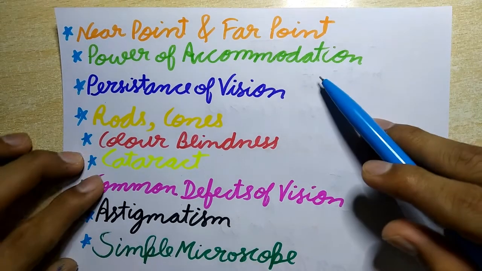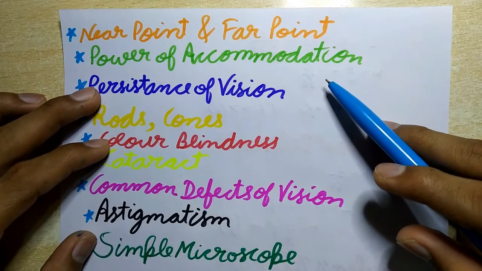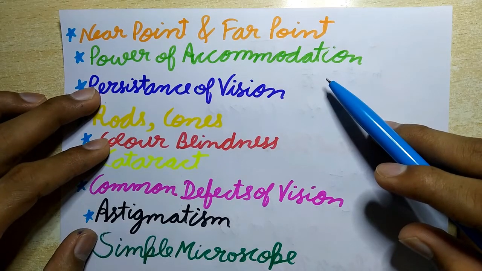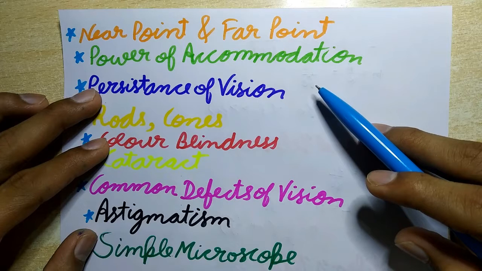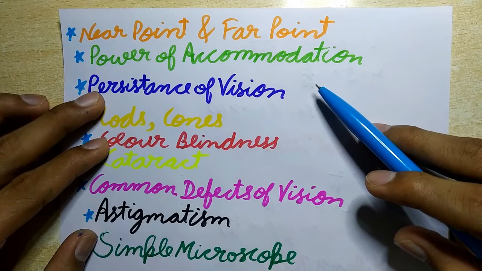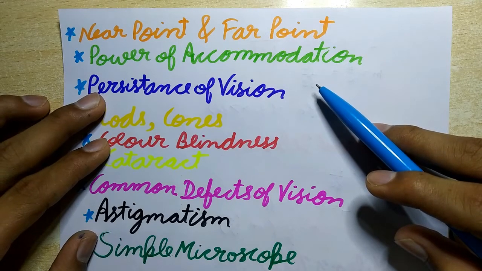Now next is power of accommodation. The power of accommodation of the eye is the maximum variation of its power for focusing on near and far objects. For a normal eye, the power of accommodation is about 4 diopters.